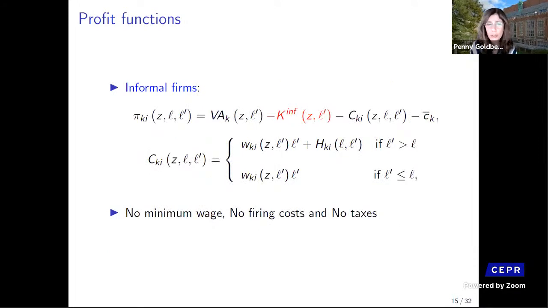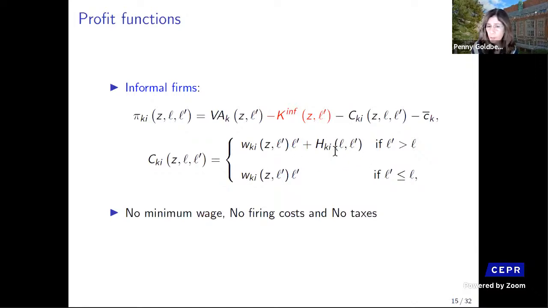And now let's contrast this to the profit function of the informal firm. Again, the informal firm has this value added, it pays fixed costs, and it has some variable costs that are going to be different from those of the formal firm. It also faces a particular cost, the cost of informality. This is this component here that I will explain in a moment. So let me start with the variable costs first. What do the variable costs look like for an informal firm? Again, the firm pays the wage bill, but in contrast to the formal firm, this firm does not need to pay payroll taxes, okay? And it's not constrained by the minimum wage. So that part is different.